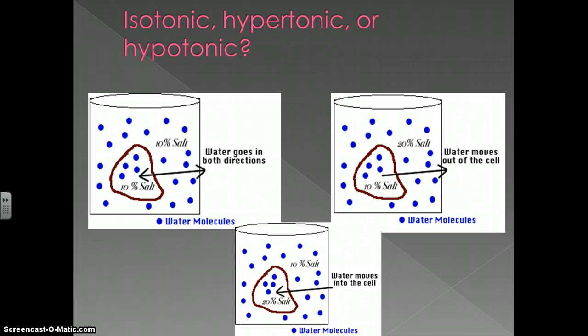These three pictures show cells in different environments. Describe both the cell and the environment as either hypertonic, hypotonic, or isotonic. Then explain in which direction water will move and why.